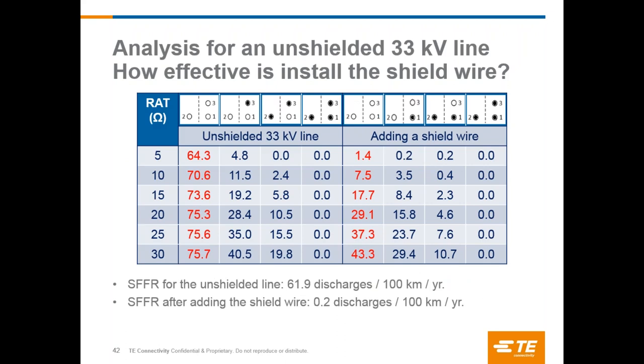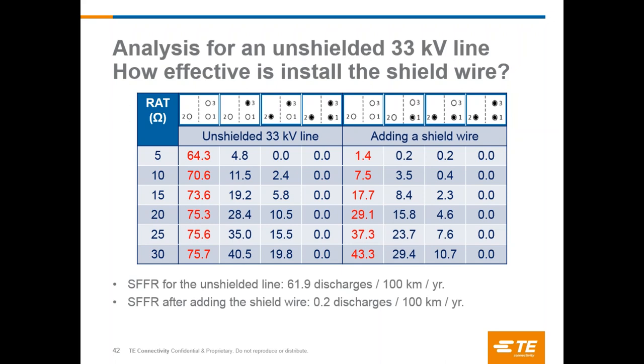We can see the results in this picture. In the first four columns, we have information regarding the unshielded 33 kV line, and the other columns give information about adding a shield wire. The first column, the fifth column, refers to the current configuration, highlighted in red. The second column is when you protect the unshielded line with one line surge arrester on the top phase, because it's the most exposed phase for direct lightning strikes.